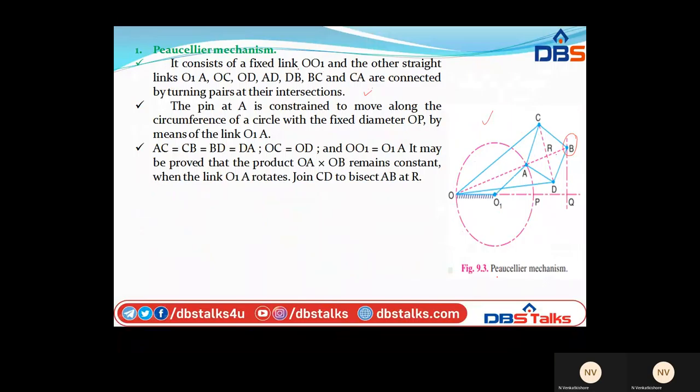So what data is available here? It is related to the diagram only. We are just explaining the diagram. Here, how many links do we have? They are OO1, OC, O1A, BC, DB, AD, AC, OD. These are the main links we have here. At the same time, OO1 is the fixed link. That is the main thing.